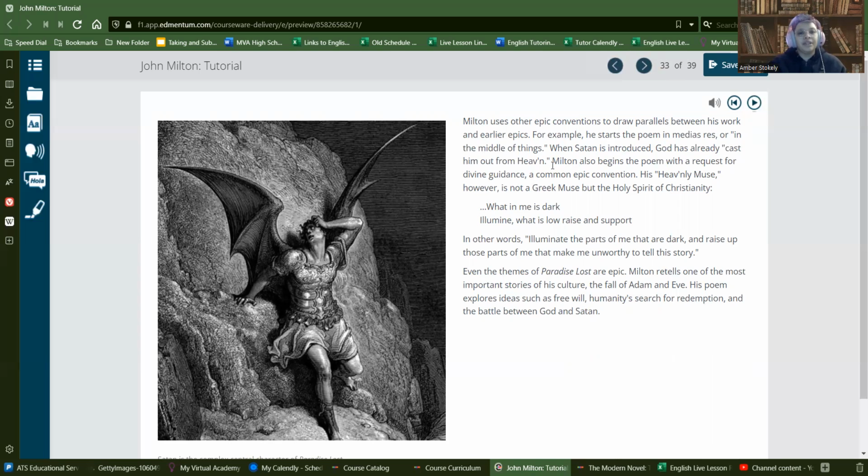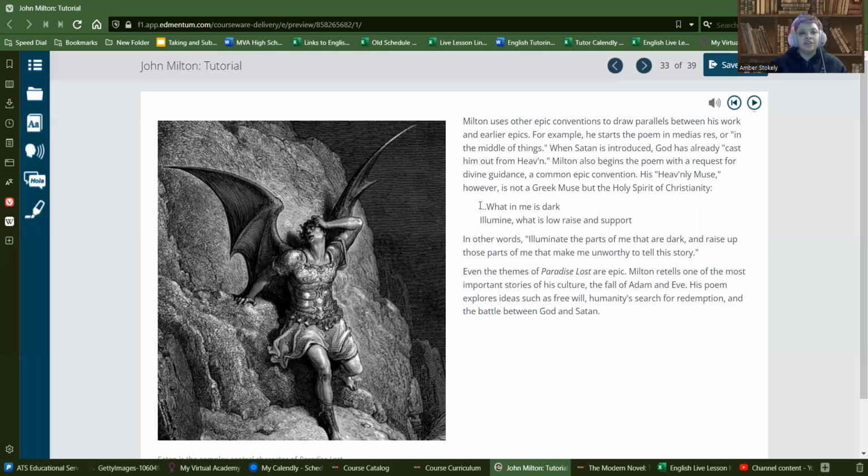It says here, he also begins the poem with a request for divine guidance. So he's basically asking for heavenly guidance on being able to write this. And that's something that happens in epics. So usually in Greek mythology or other epic poems, the person will plead with the gods that they believe in for the inspiration to write a beautiful, moving story. And in this case, because he is Puritan, supporting, and definitely a Protestant, his heavenly muse isn't a Greek muse, but the Holy Spirit of Christianity. So this is literally an English Christian version of an epic. He just sort of made it his own.